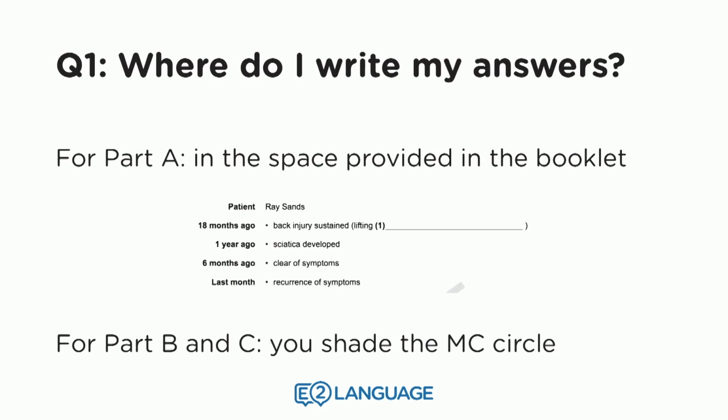Cool bananas. Question 1, here's the top tip. Where do I write my answers? For listening part A, you write the answers in the space provided in the booklet. You can see right there, number 1, that's where you write your answer. And for the multiple choice, for part B and C, you simply shade the circle with your pencil.